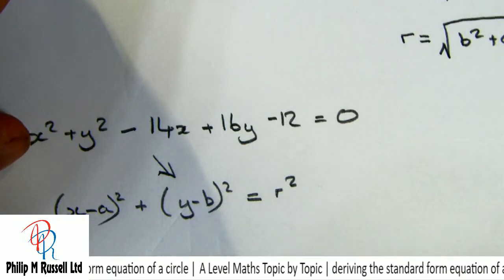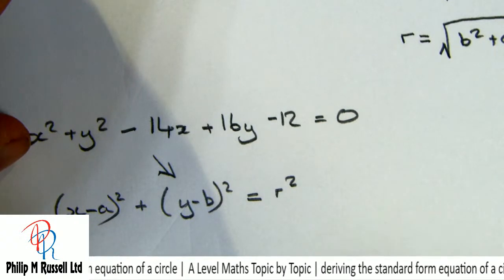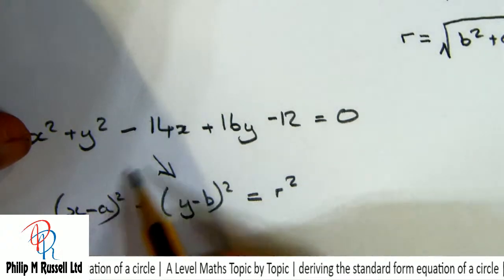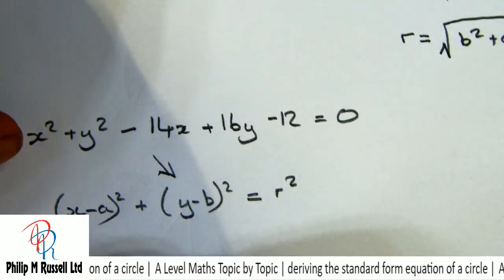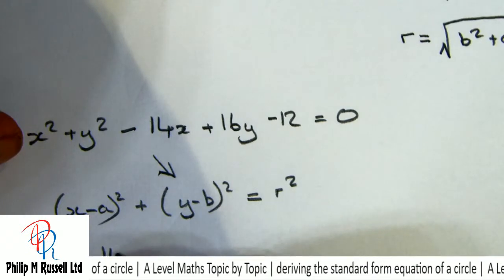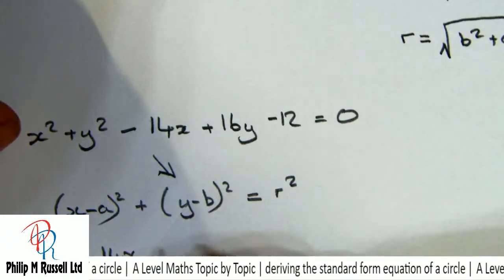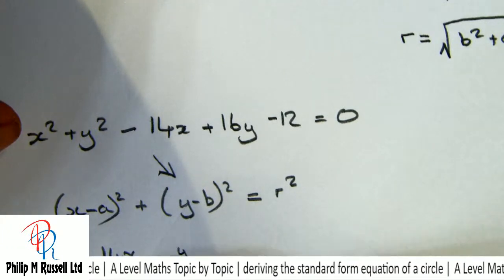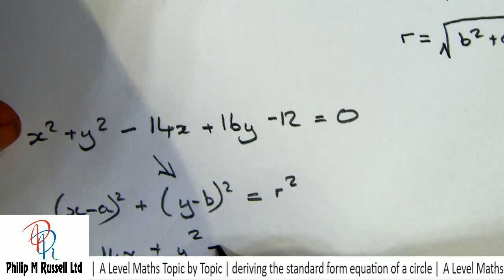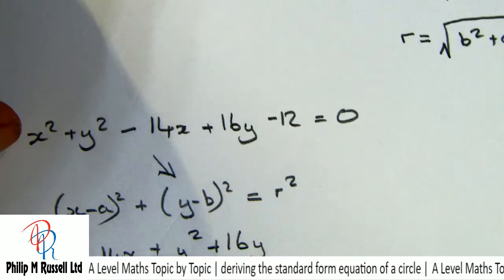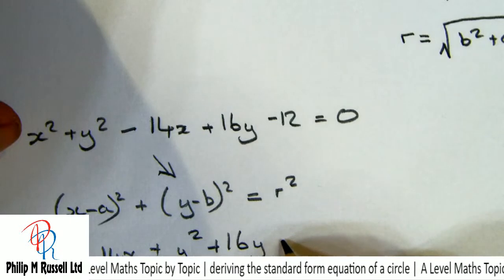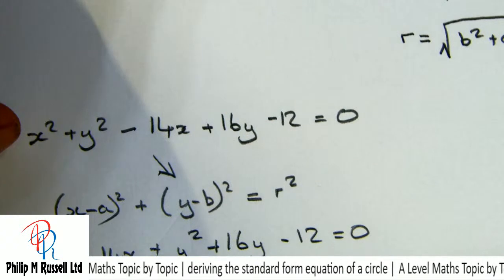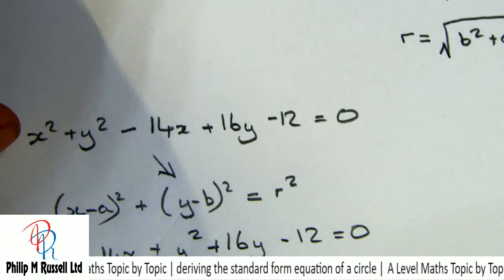Well, let's see what we can do. Let's put the x terms together. So I've got x squared minus 14x, and here y squared plus 16y, and minus 12 equals 0. Okay, so we've got that there.